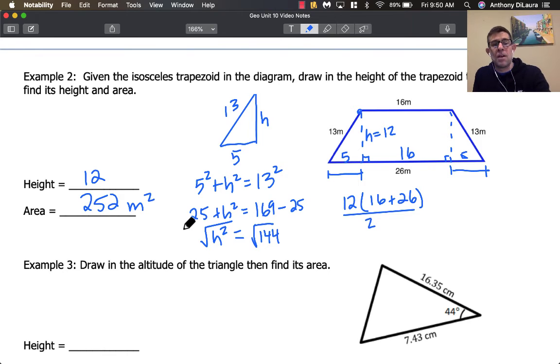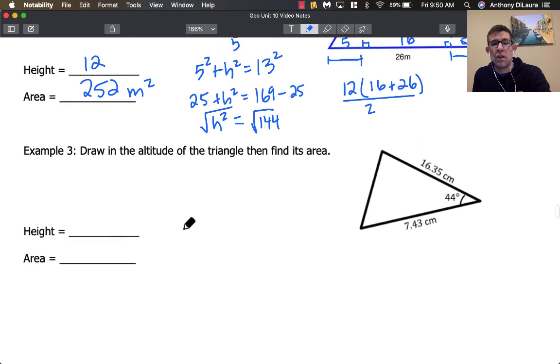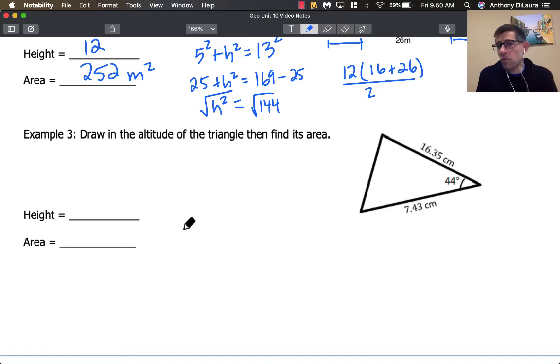All right, in our next example, we are asked to draw in our altitude for our triangle. So you can see we have an acute triangle over here. We're given this angle of 44 degrees. So I'm going to draw in my altitude that comes from this vertex perpendicular to the other side. And there's my height of that triangle, also known as my altitude. And I can calculate that height because I'm looking at a right triangle in which I know my hypotenuse and I want to find my opposite leg.